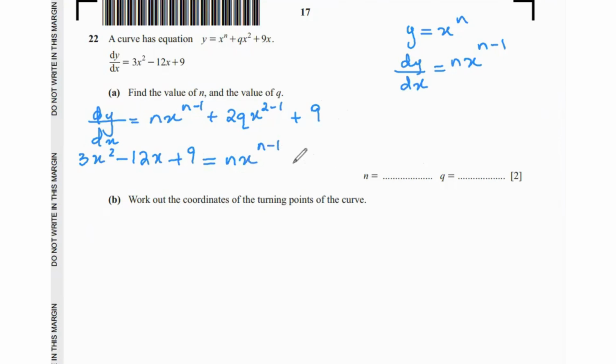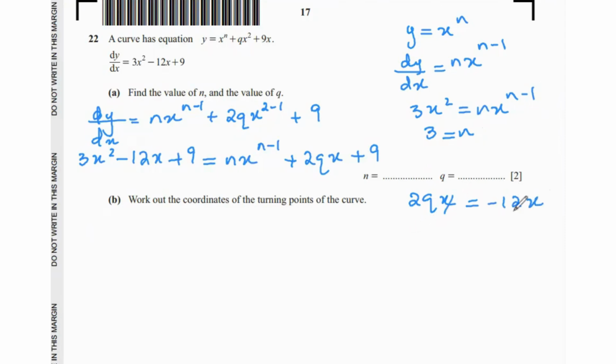Now this is the same as 3x squared minus 12x plus 9 equals n times x to the power of n minus 1 plus 2qx plus 9. We can see that the 9s are the same. For the 3x squared and nx to the power of n minus 1, we can put them equal to each other to find the value of n, which clearly shows that n is 3 because 3 minus 1 will be 2. And for q, it's 2qx equals negative 12x. So x gets cancelled out and q would be negative 12 divided by 2, which is negative 6. So n is 3, q is negative 6.